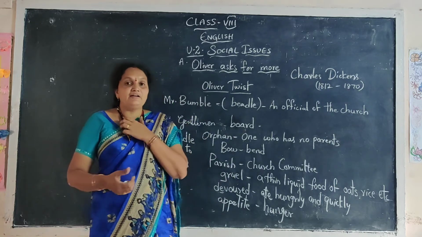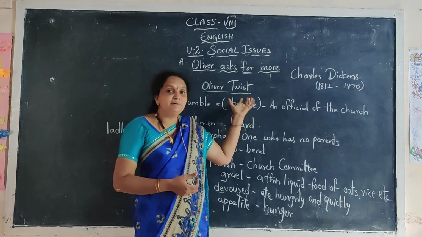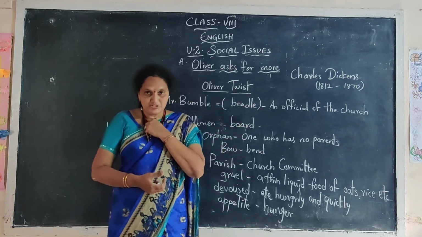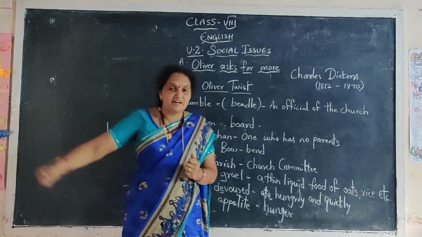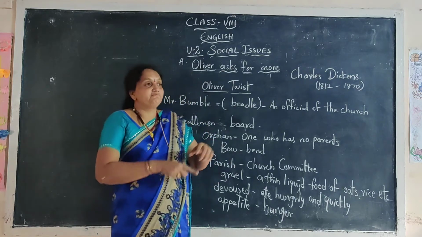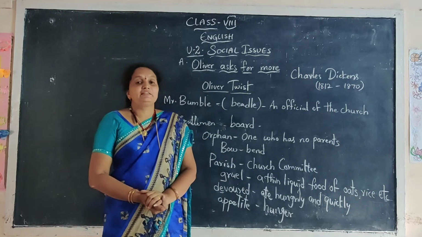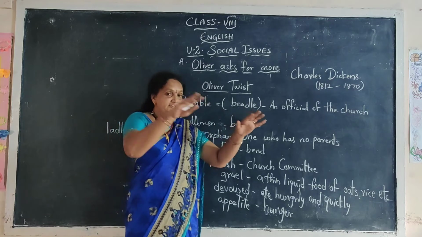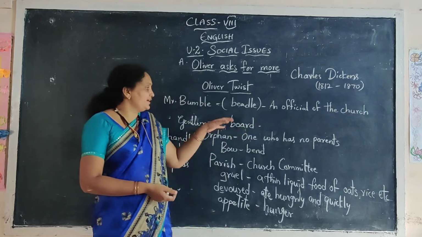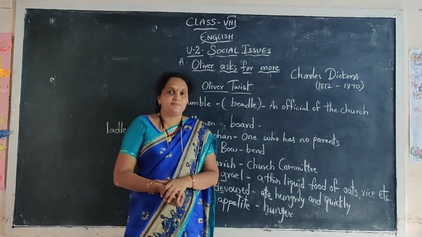Mr. Bumble was also called the beadle. The beadle caught his shirt and dragged him towards a large whitewashed room. There, eight to ten fat gentlemen were seated. They were called the board, that means the board of directors.